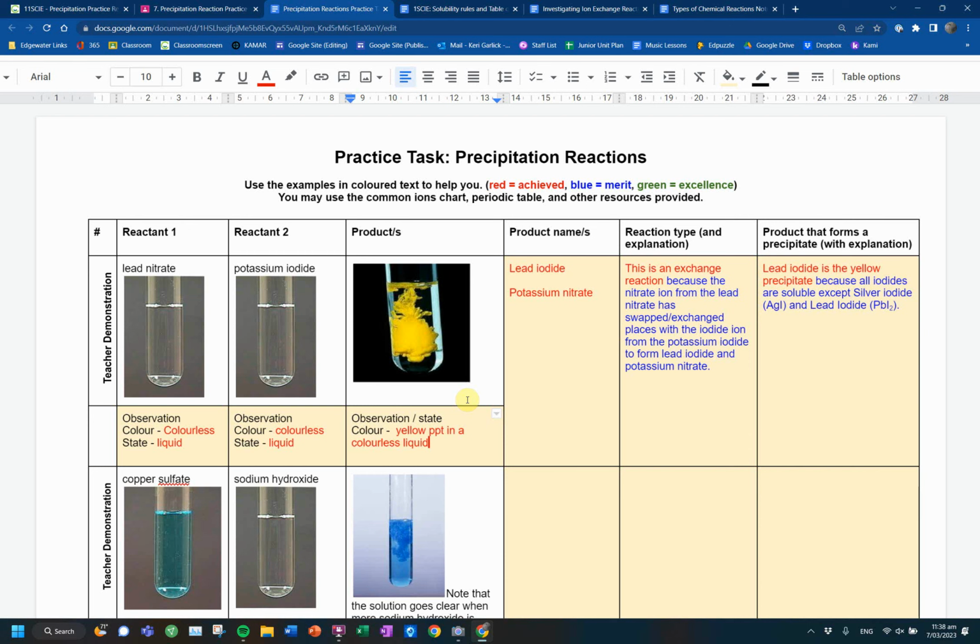Cool? Yes. All right. The next thing here is the naming of the products. I might switch to the document camera to explain how we're getting those 2 names. But all we are doing is swapping around the names of the cations. So, let me just show you what I mean.